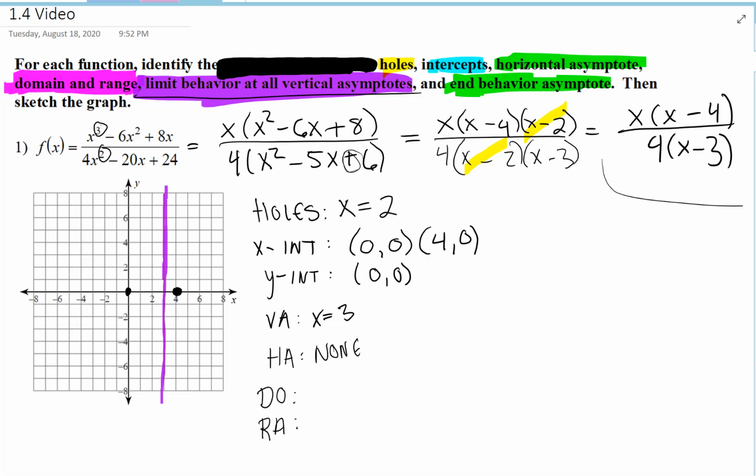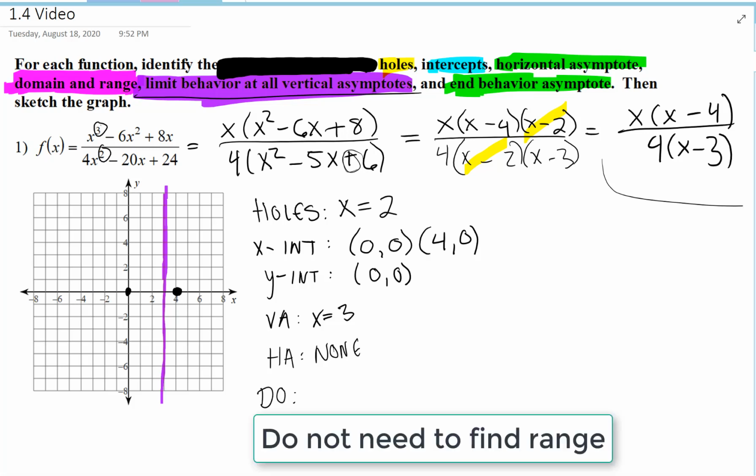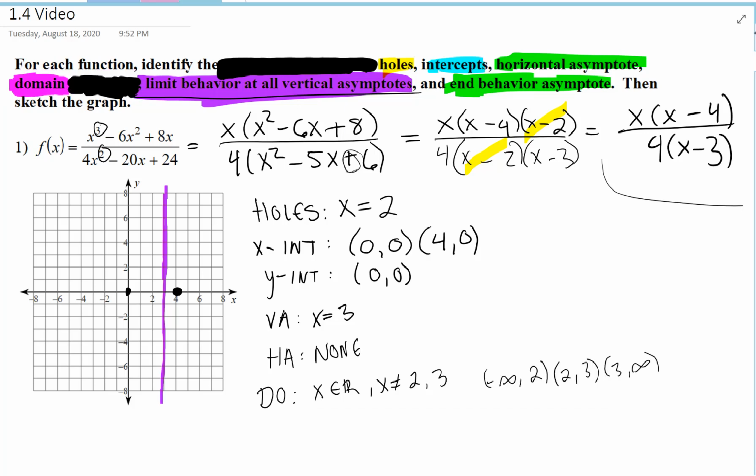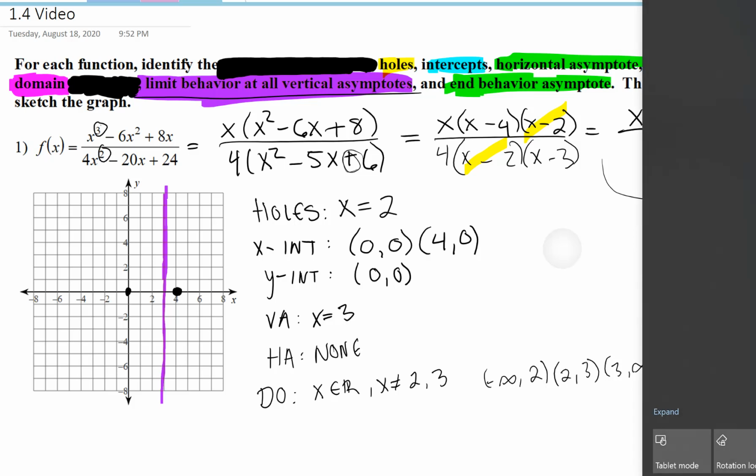The domain here is x is a member of the set of all real numbers, but x cannot equal your holes or your vertical asymptotes. I've also written it in interval notation for you. We do need to know what is happening as we are approaching this vertical asymptote and what is happening as our end behavior, okay, as we head toward infinity and negative infinity.